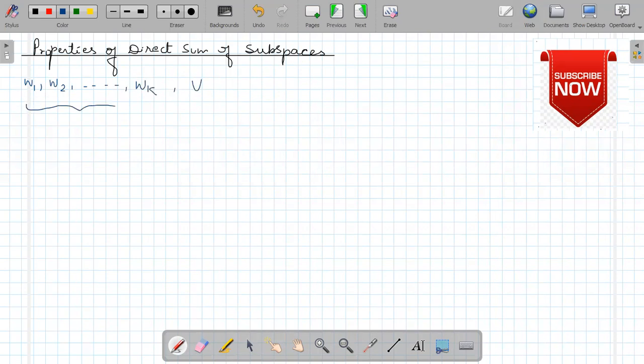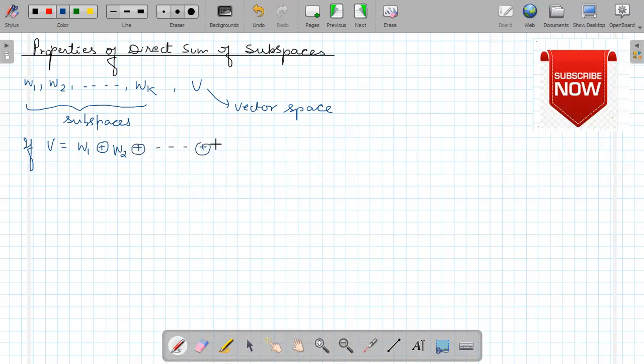these are the subspaces. Okay, and this is a finite dimensional vector space. Then if V is equal to the direct sum of these subspaces, then it will be equal to the sum of these subspaces. I am not using the direct term here. It is equal to the simple sum of these subspaces.